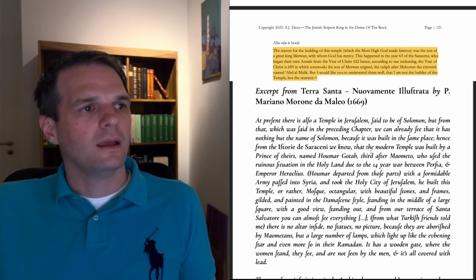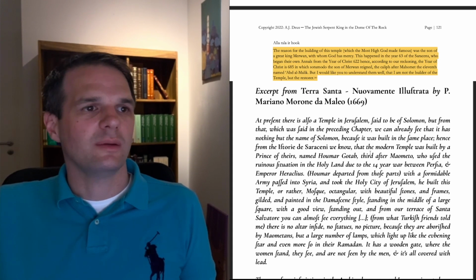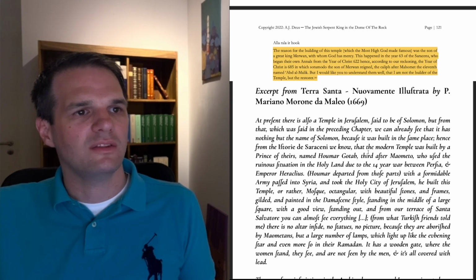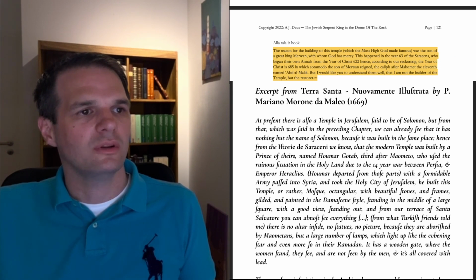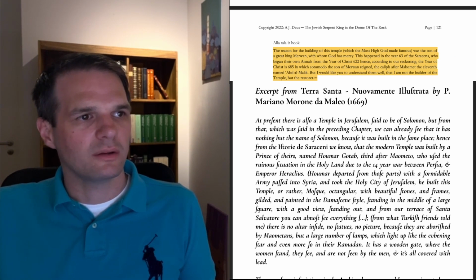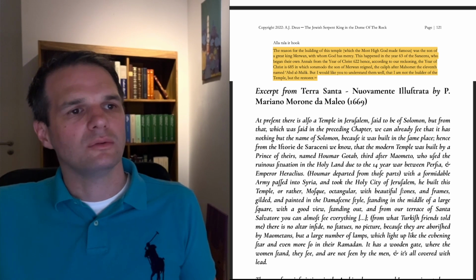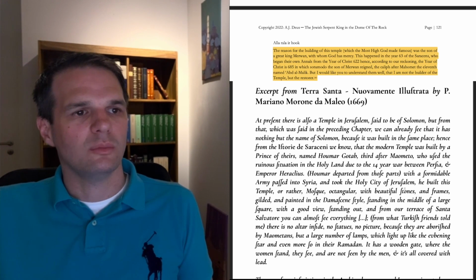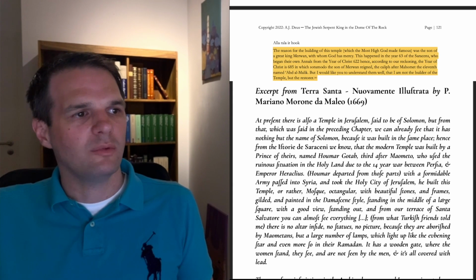He writes, at present, there is also a temple in Jerusalem said to be of Solomon, but from that which was said in the preceding chapter, we can already see that it has nothing but the name of Solomon, because it was built in the same place. Hence, from the Storia de Saraceni, we know that the modern temple was built by a prince of theirs named Humar Gottab, third after Maometto, who used the ruinous situation in the Holy Land due to the 14-year war between Persia and Emperor Heraclius. Umar departed from those parts with a formidable army, passed into Syria, and took the holy city of Jerusalem.